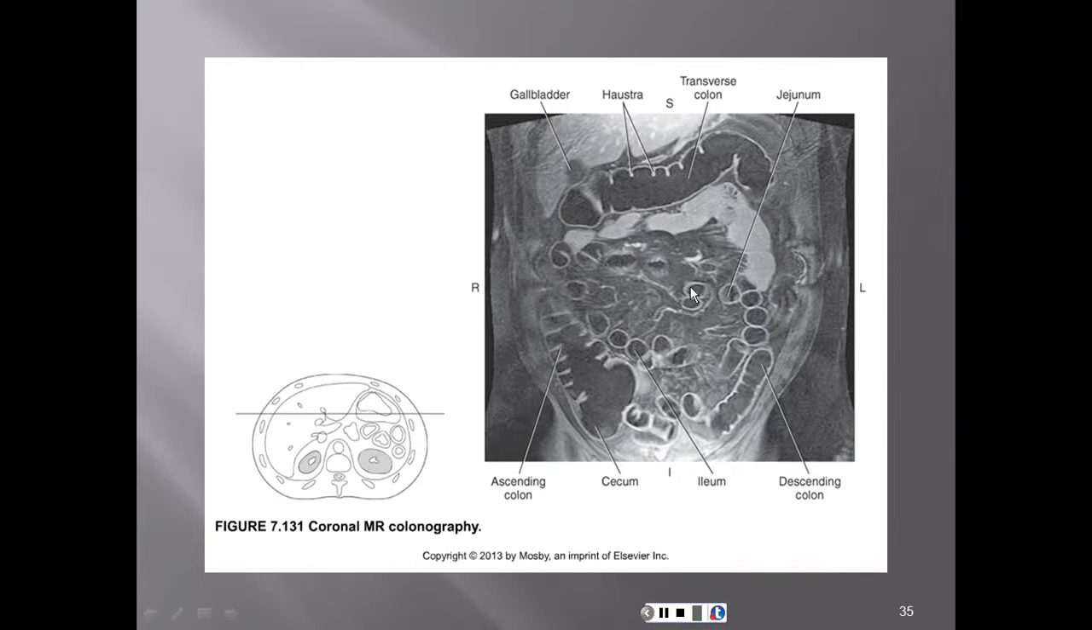Here we see small bowel loops, transverse colon, and here, since we're talking about the left, we would be talking about the splenic flexure of the colon. You got descending colon here.